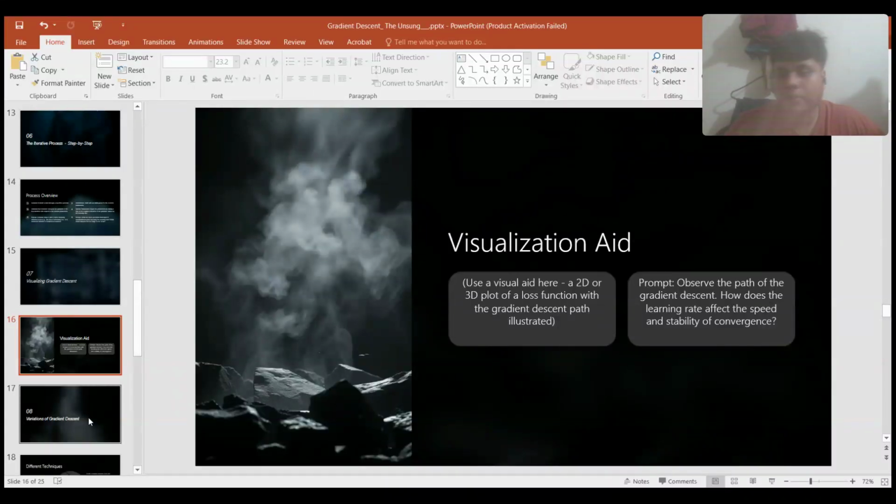Gradient descent, visualizing gradient descent. If you want to visualize gradient descent, imagine a hill or something that has a steep curve in it, like in the pictures we are showing.